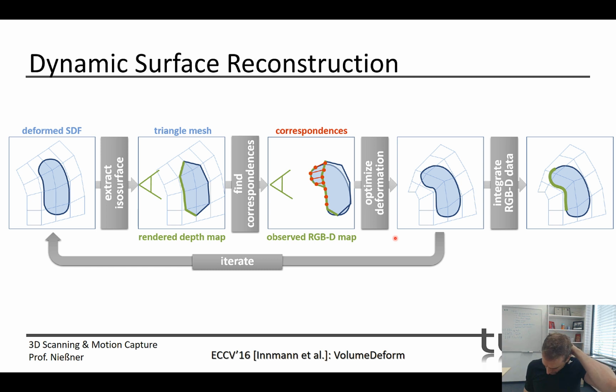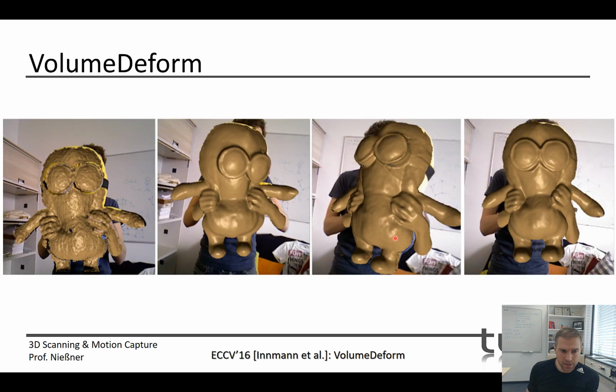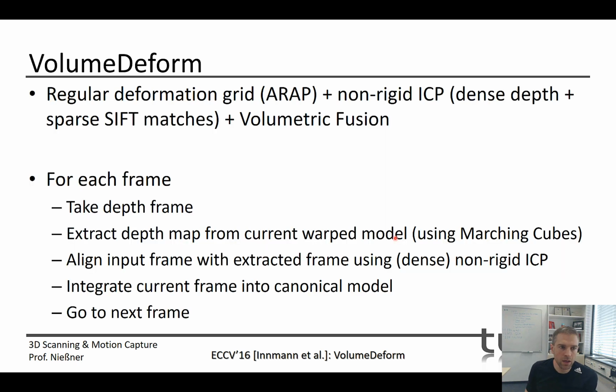And so one idea there is basically to augment the correspondence finding problem and make the non-rigid ICP more robust. And this is the idea of the VolumeDeform paper, which is essentially a follow-up of the dynamic fusion. And here the idea is to simplify the pipeline a little bit. So first of all, there's a regular deformation grid rather than these arbitrary nodes. That makes the optimization a bit more stable. This is based on an energy term, which is also a little bit easier to optimize, so this makes it a little bit faster.